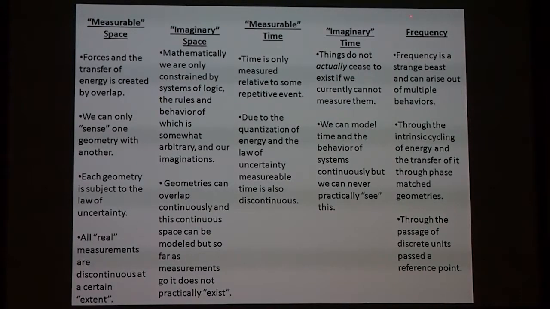And frequency, we're going to see, is kind of odd. We can have frequency as the number of discrete units moving past a point. We can have it as this intrinsic cycling of energy. And we can also have a composite frequency, where if we're bouncing a ball, obviously we can bounce it so fast and stuff like that.